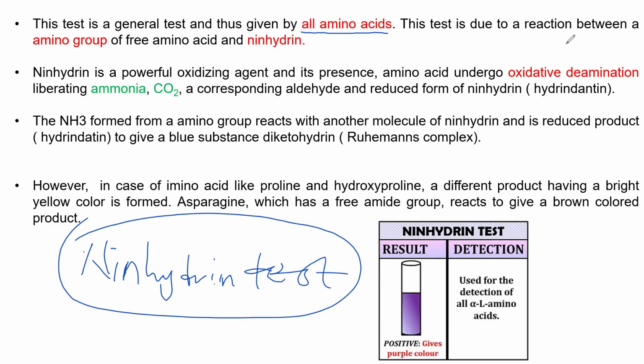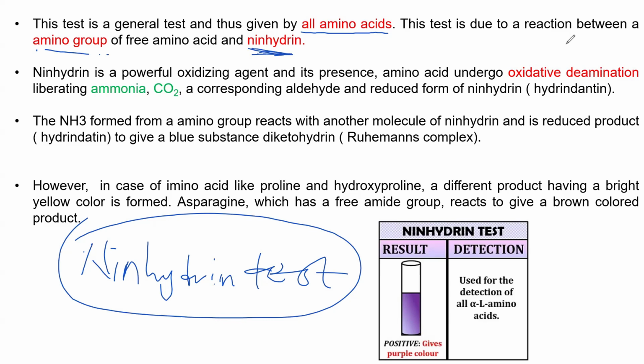You can use the ninhydrin test to check the presence or absence of any of the amino acids, any class of the amino acid. As we said, we have 20 amino acids, so to check the presence or absence of the 20 amino acids, you can use the ninhydrin test. This test is actually due to the reaction between the amino group of an amino acid and the ninhydrin. The reaction between the amino group and the ninhydrin is the basic principle behind the ninhydrin test.